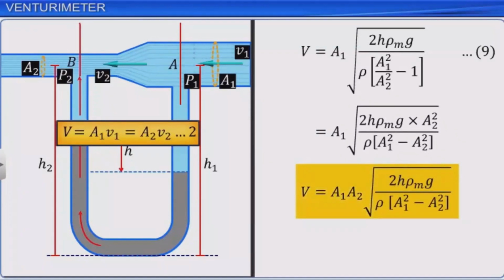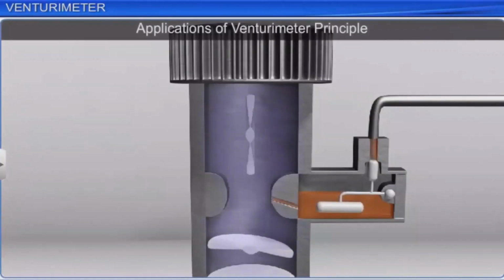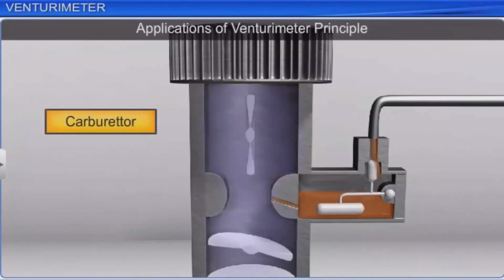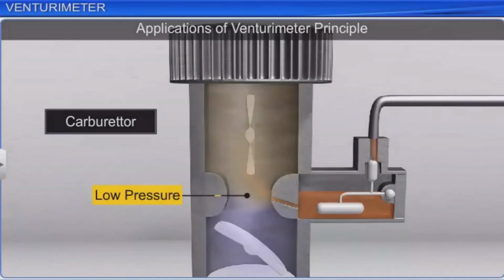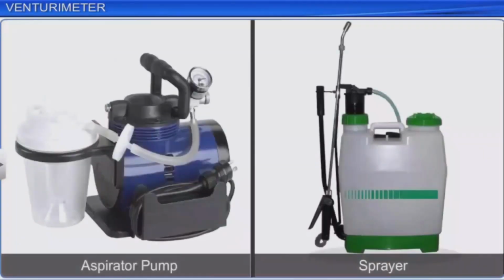The principle behind the Venturimeter finds many applications. The carburetor of an automobile has a Venturi channel or nozzle through which air flows at high speed so that the pressure is lowered. The petrol is sucked up into the chamber to provide the correct mixture of air to fuel, which is required for combustion. Other devices that work on this principle are aspirator pumps and sprayers used to spray insecticides.